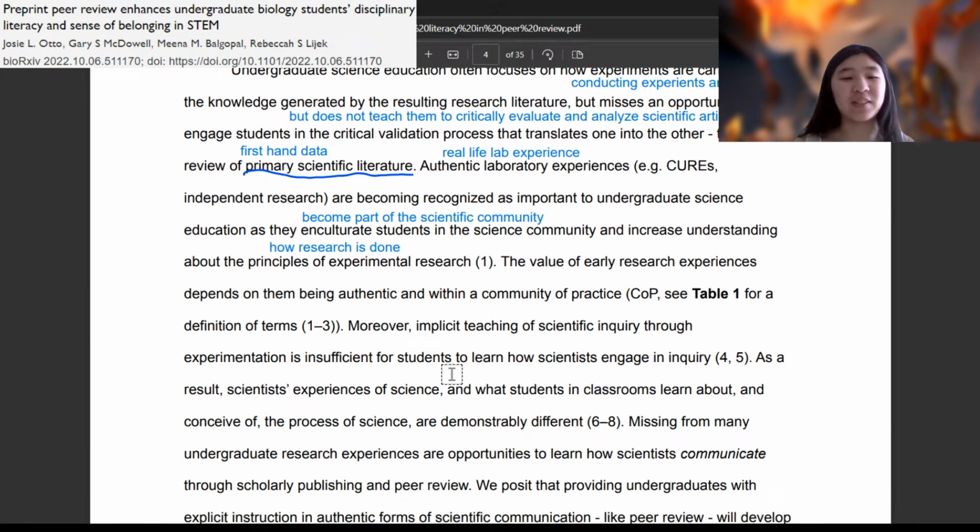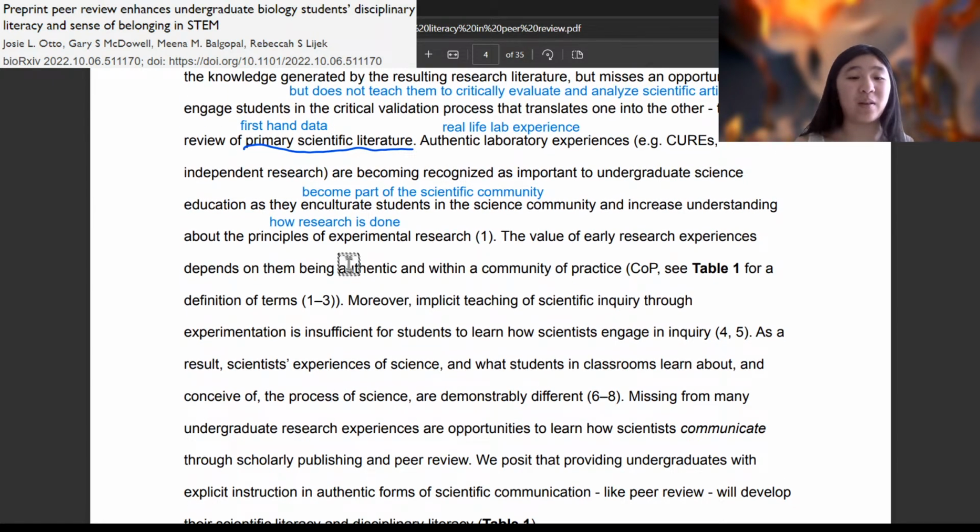The value of early research experiments depends on them being authentic, aka real, and within a community of practice. So, a community of researchers.